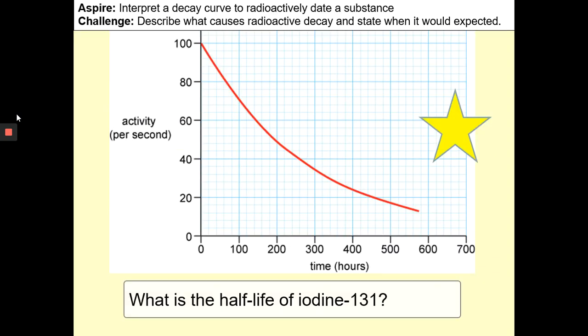The other activity you had to learn about in your half-life lesson was looking at a half-life decay curve. So if we look at this graph, it's got activity on the y-axis, that's this one over here, and it's got time on the x-axis. And you're asked to determine the half-life of iodine-131. Can I just remind you this 131 here is the mass number of that isotope. So have a look at it, pause the video. Do you know how to work it out?